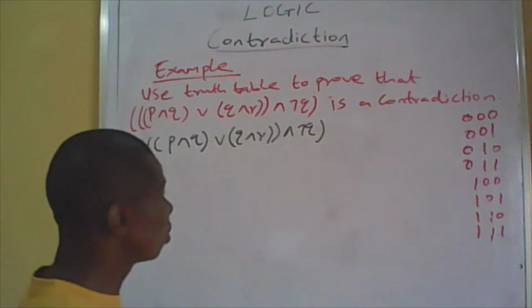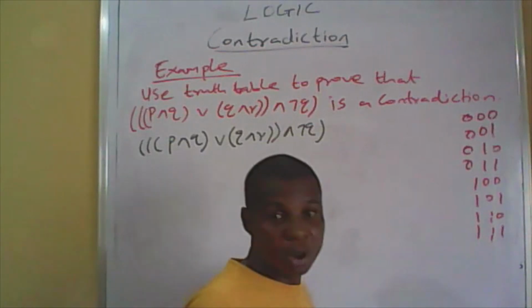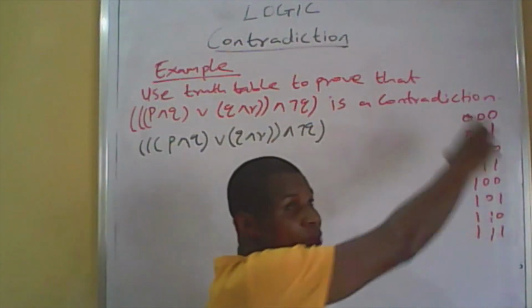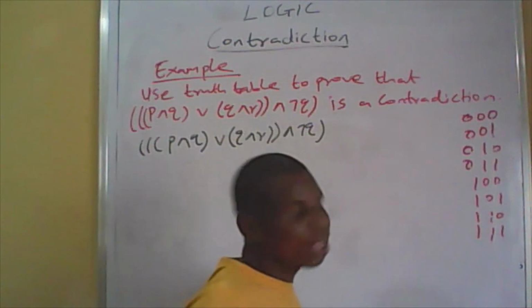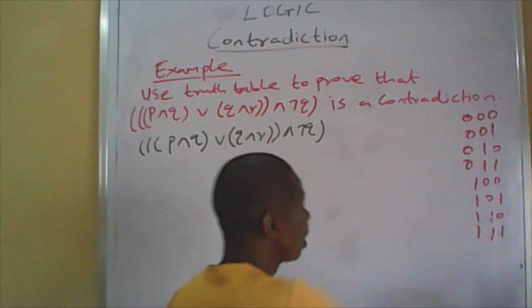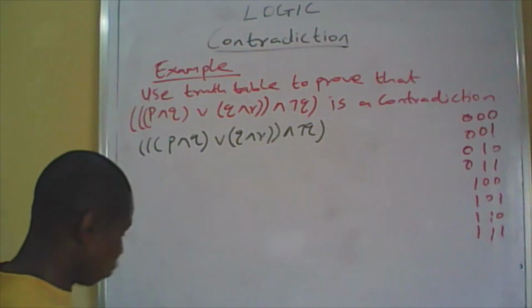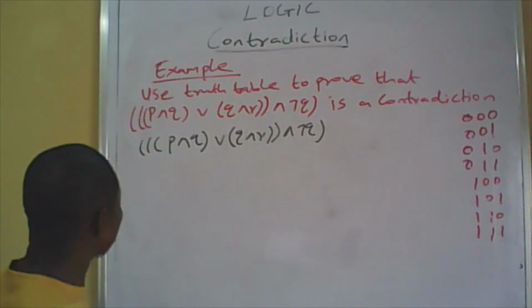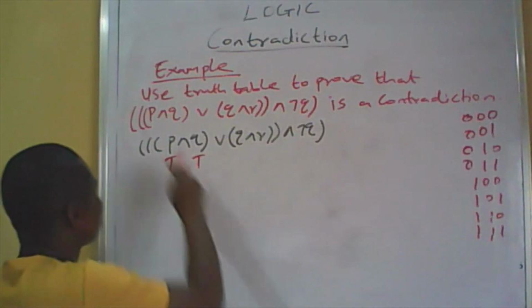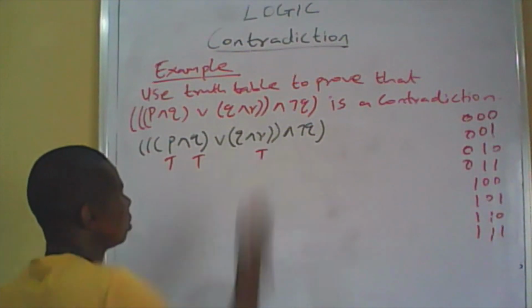So we proceed. We can start from lowest to highest, but we are going to start from highest to lowest. And anywhere we see 0, it will be substituted with F. Anywhere we have 1, it will be substituted with T. So here we have 1, 1, 1. That is going to be T, T, T. That means P is T, Q is T, then R is T.